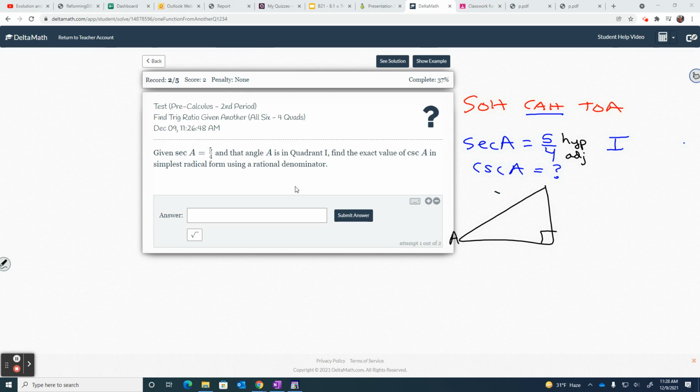So on here, the hypotenuse is 5. The adjacent side is 4. We need to find the other side over there. So we're going to use the Pythagorean theorem. We'll call this one B. Doesn't matter what you call it. Call it A if you want to as well. So we have 4 squared plus B squared equals 5 squared. Alright. That's 16 plus B squared equals 25. And then subtract: B squared equals 9. So B is 3.